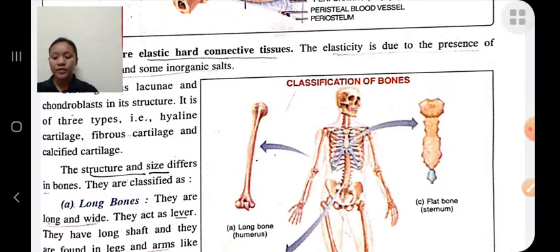Long bones are present in the leg and arm. Short bones are present in the wrist. Flat bones are present in the sternum, scapula, etc. Irregular bones are present in the vertebra and skull. Sesamoid bones, like the patella, protect the tendons and help to fix the tendon. Cartilaginous bones are soft and flexible bones found in the ear and nose.